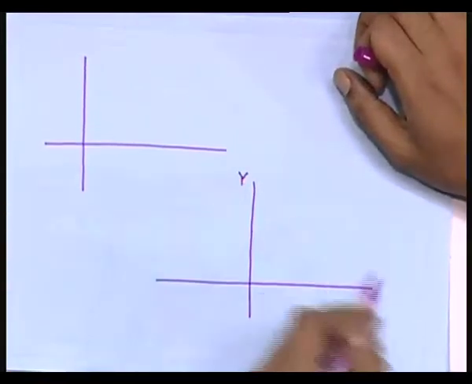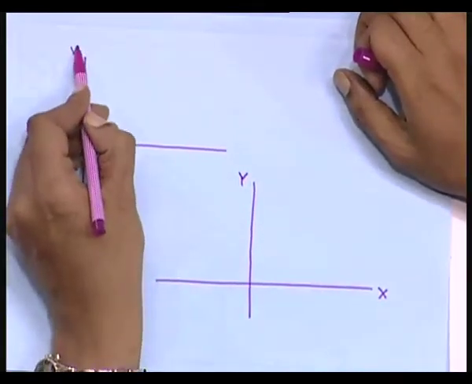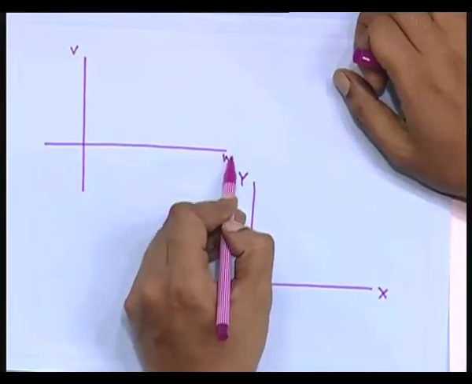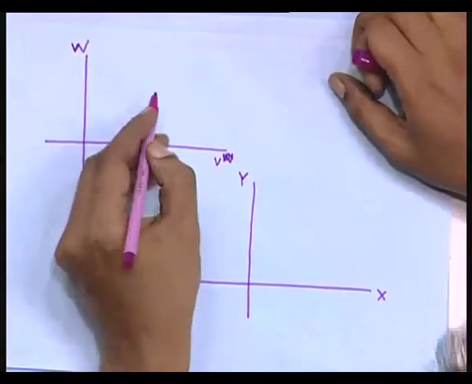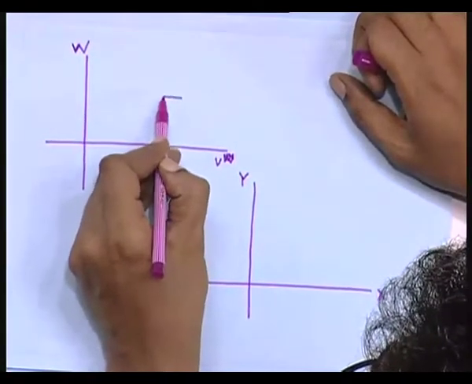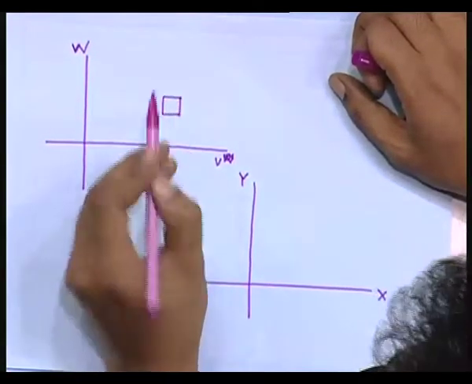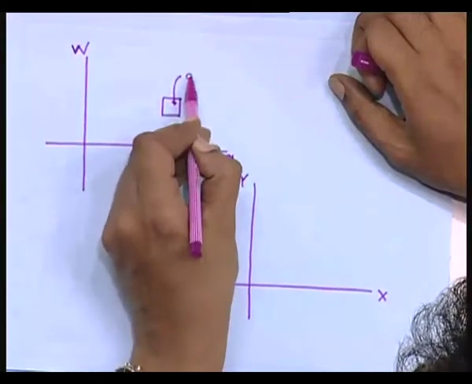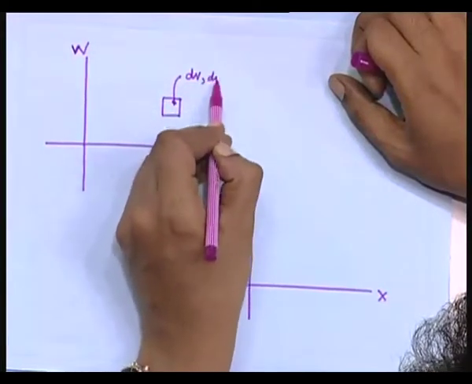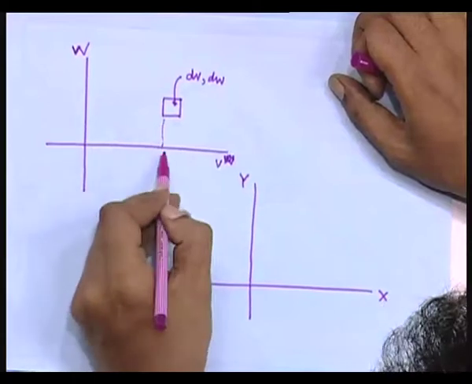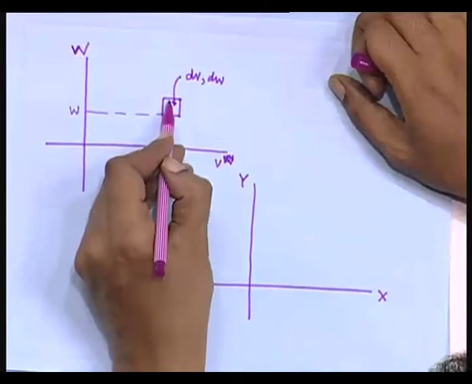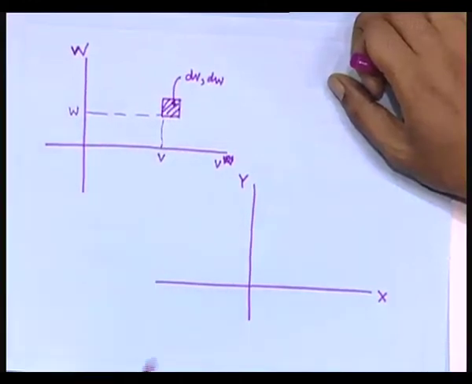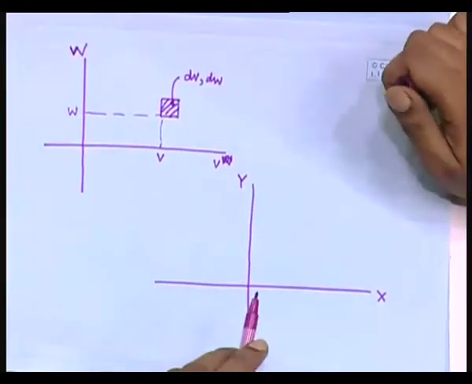This is y, this is x, this is v, this is w, or maybe this is v, this is w. So what are you considering? You are considering an elementary volume dV dW, and this is v and this is w. So you are considering the probability, you are basically integrating the function over this.